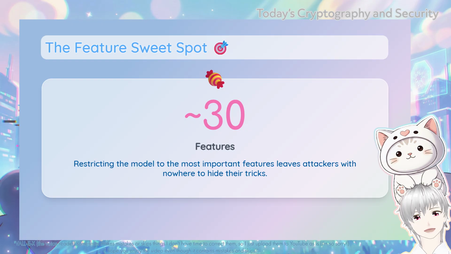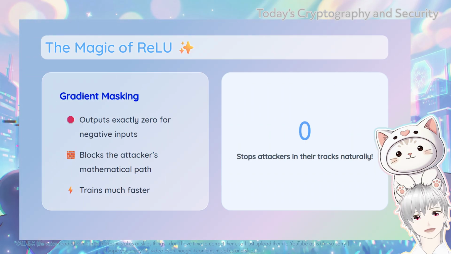Furthermore, they looked at feature dimensionality. Datasets nowadays have hundreds of features, but the researchers found that using just around 30 features is the sweet spot. If you give the model too many features, you are basically giving the attacker a huge surface to play with. They can distribute their sneaky changes across many different features, which makes the attack succeed. But if you restrict the model to only the most important 30 features, the attacker has nowhere to hide their tricks.